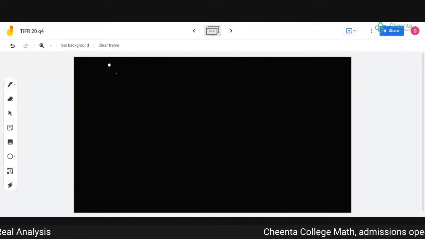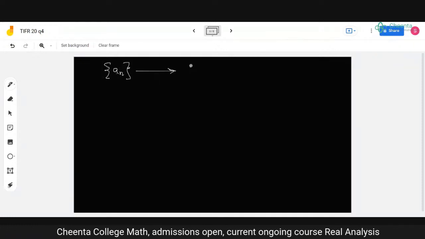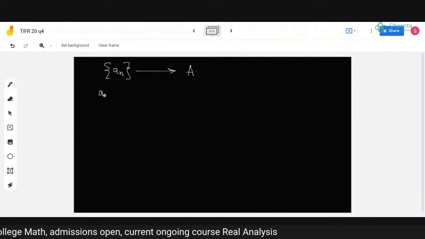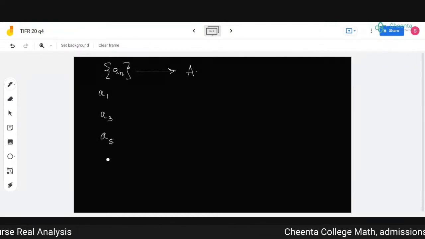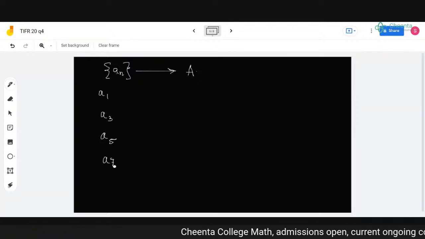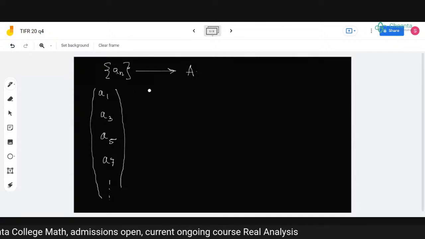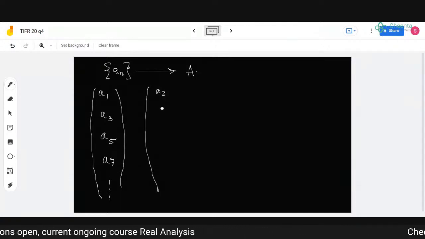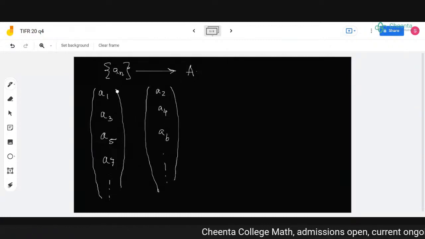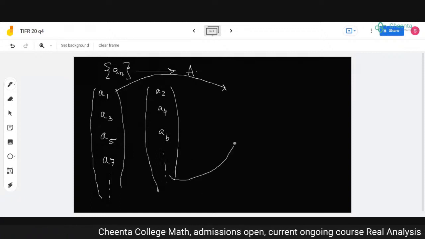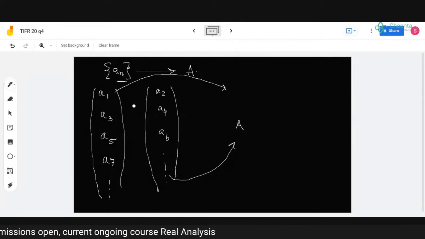Now we have this sequence a_n, which converges to a, right? Hence, if I define two subsequences, a1, a3, a5, a7, and it goes on like this, and another subsequence like a2, a4, a6, and so on, both of these subsequences will independently converge to a, since it is a convergent sequence.